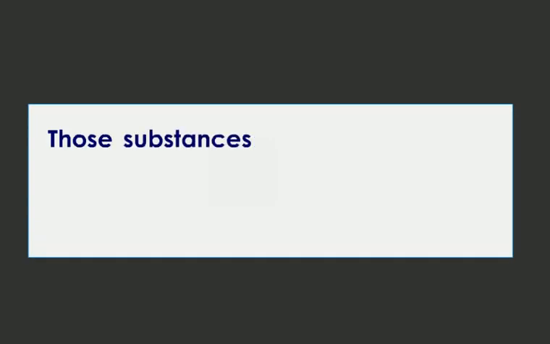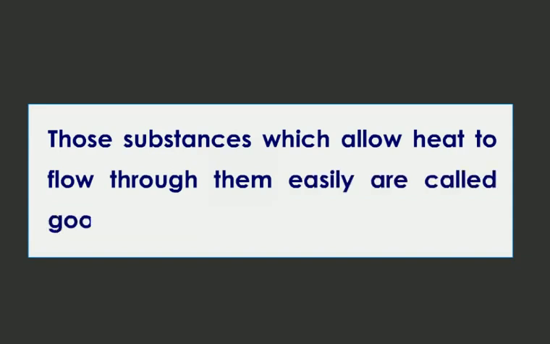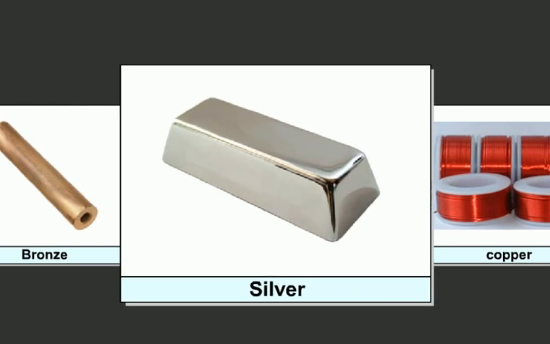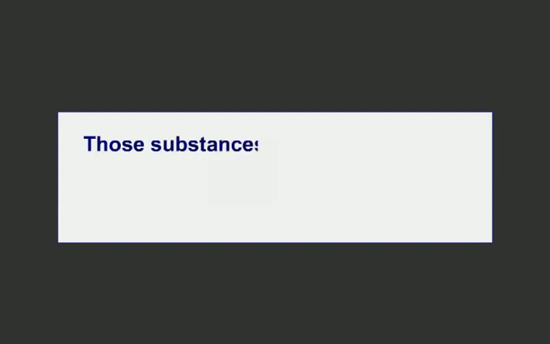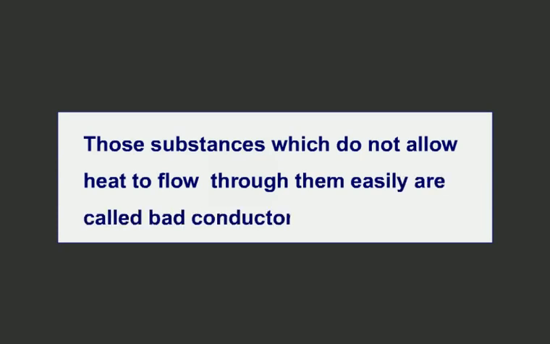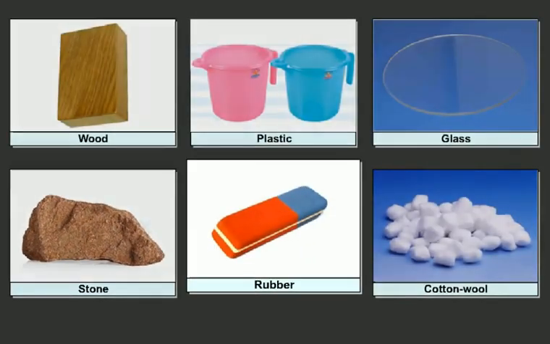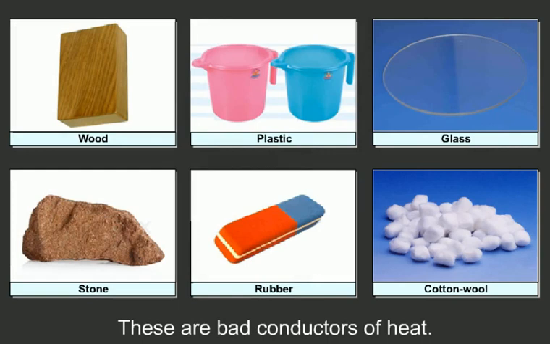Therefore, those substances which allow heat to flow through them easily are called good conductors of heat. All metals are good conductors of heat. It has been found that silver is the best conductor of heat, whereas those substances which do not allow heat to flow through them easily are called bad conductors of heat. Wood, plastics, glass, stone, rubber, cotton wool are examples of bad conductors of heat.